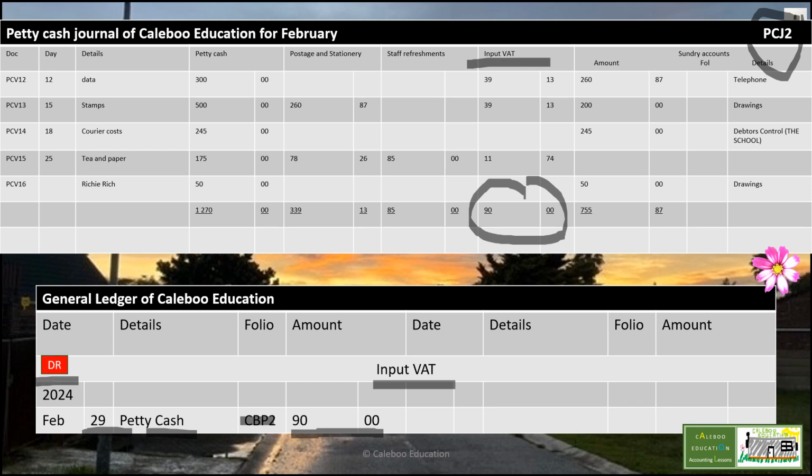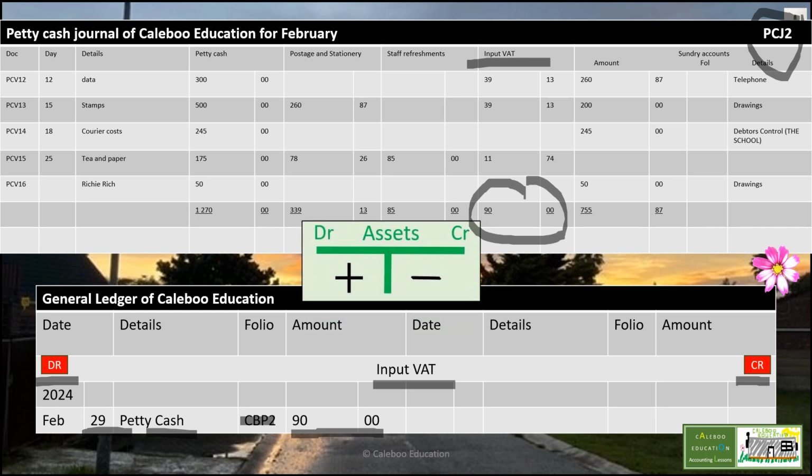Remember, left hand side is debit, right hand side is credit. Input VAT is an asset. We can claim this 90 Rand from revenue services. The input VAT has increased. An increase in assets, the account must be debited on the left hand side. That is why the entry is put on the left hand side, because we applied our rule.